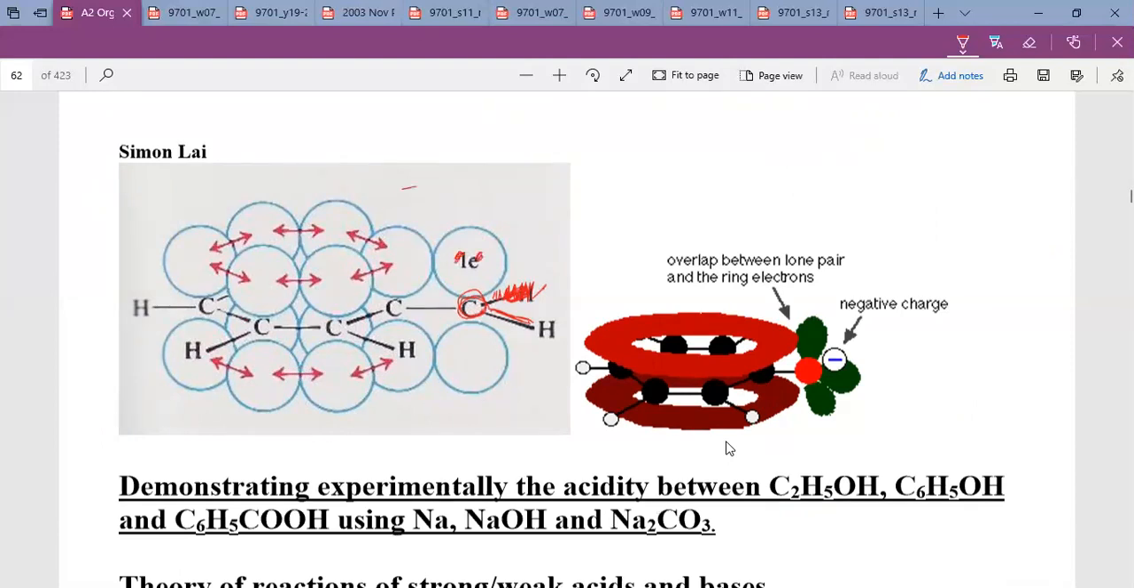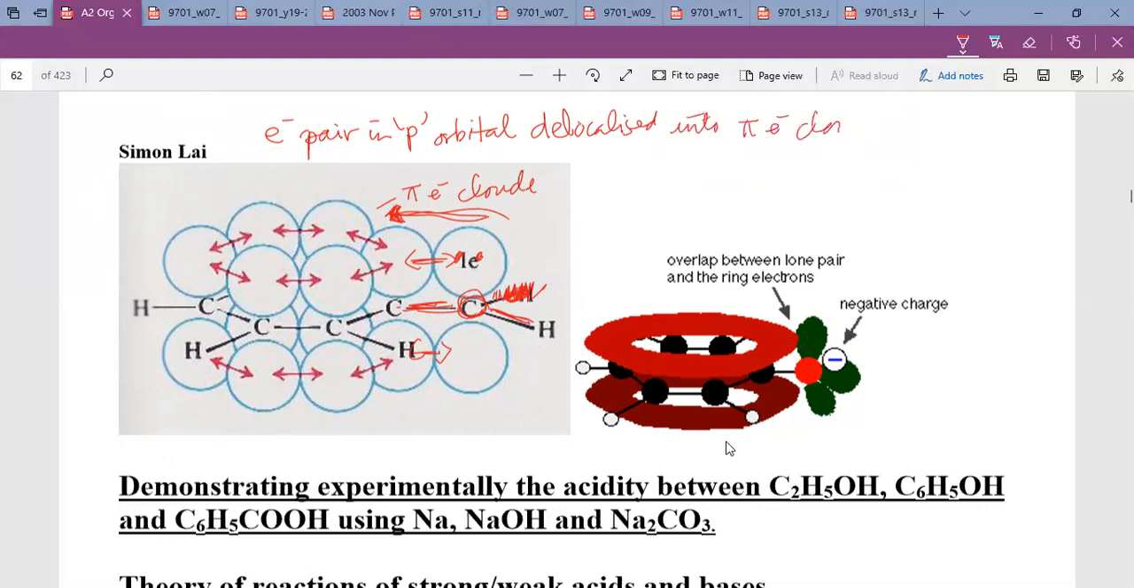Now this is a pi electron cloud. So remember, even though oxygen is more electronegative and pulls electrons, because of this overlapping, just like chlorine, electrons can go inside here. The electron pair in the p orbital delocalizes, a good word, delocalize, into where? Into the pi electron cloud. Therefore, number one, it increases the electron density of the benzene ring.